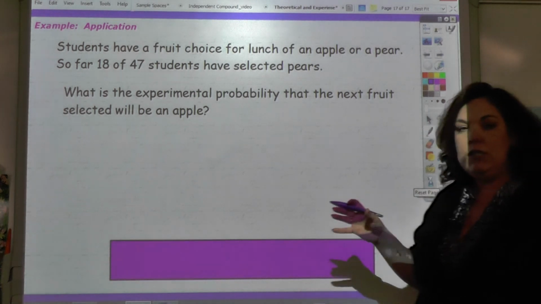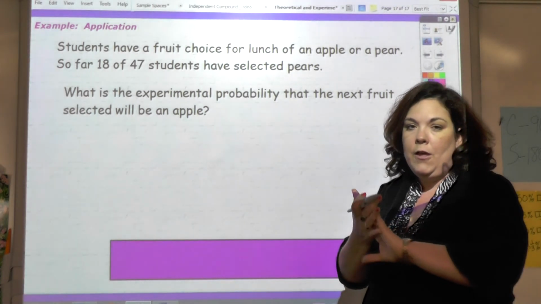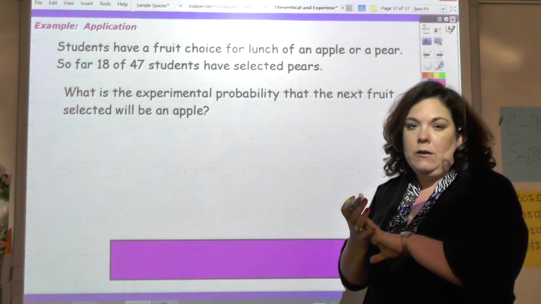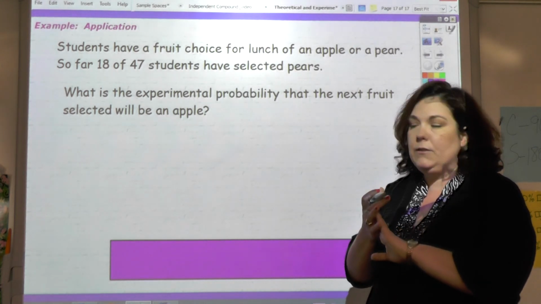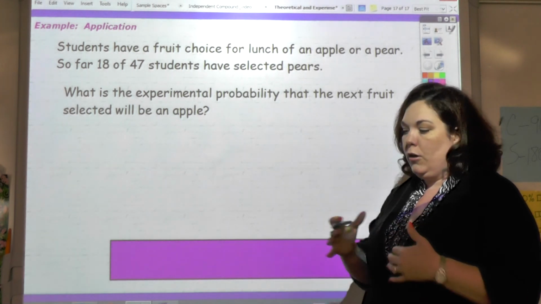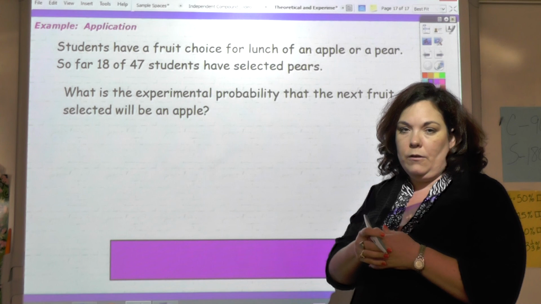And so that's just the difference between experimental and theoretical. We're primarily going to focus on theoretical, but I didn't want you to be thrown if you were asked about something experimental. So now you're going to work on your worksheet and get your homework for theoretical probability.